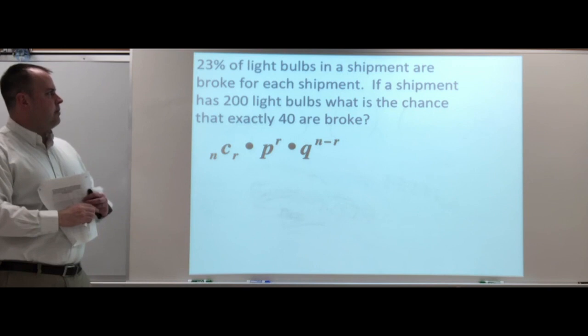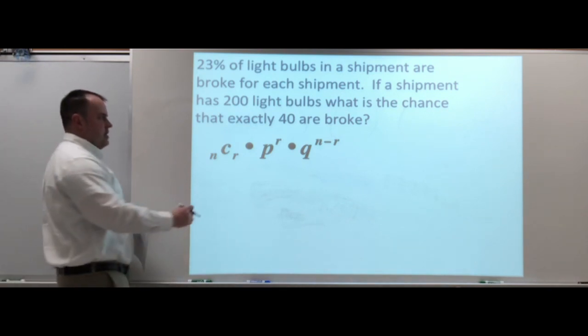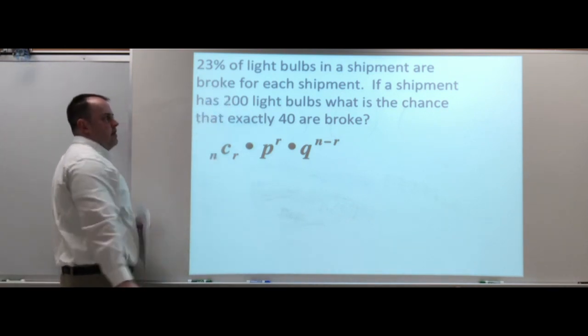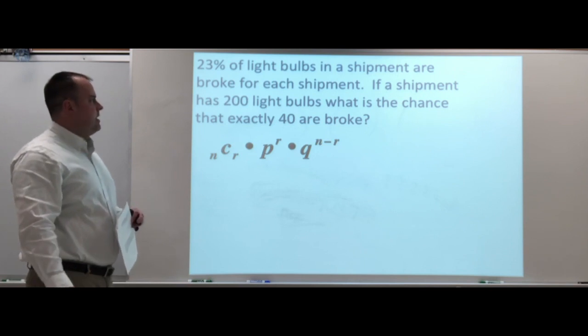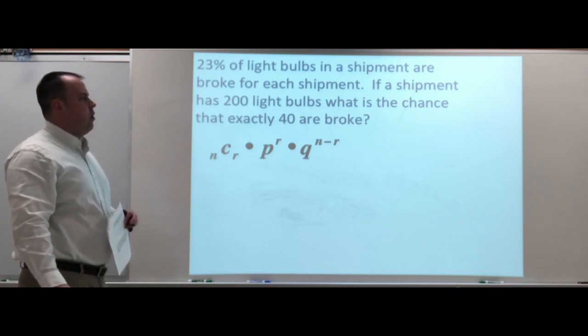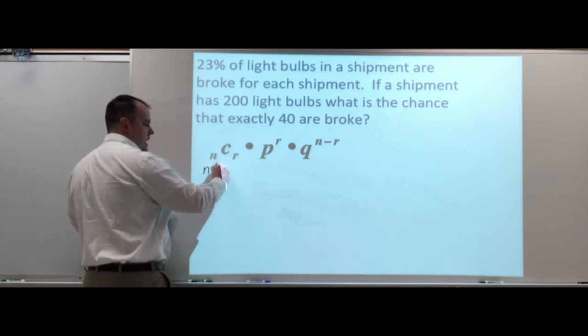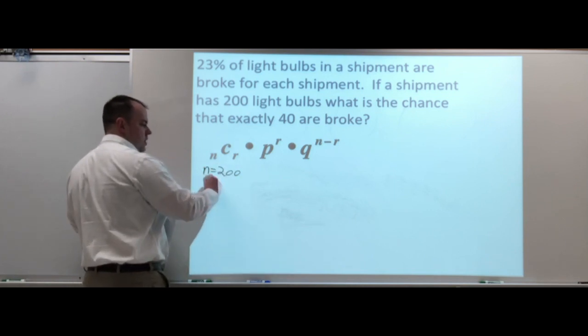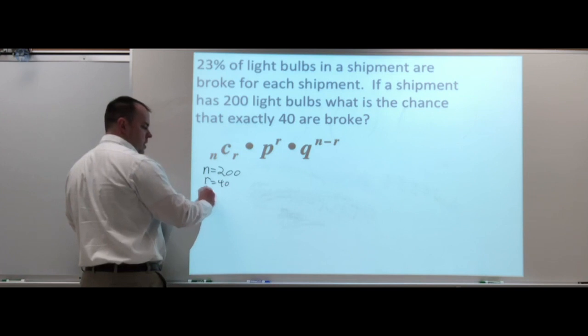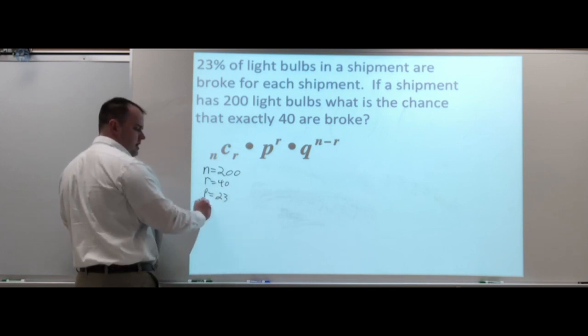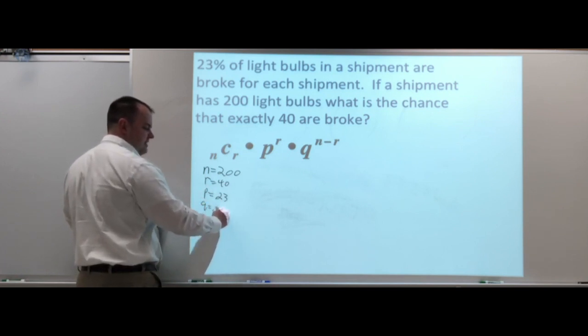Okay. Another example of the light bulbs. Things just changed a little bit. 23% of light bulbs in a shipment are broken for each shipment. If a shipment has 200 light bulbs, what is the chance exactly 40 are broken? N is going to be 200. R is 40. Our P is 0.23 again. And our Q is 0.77.